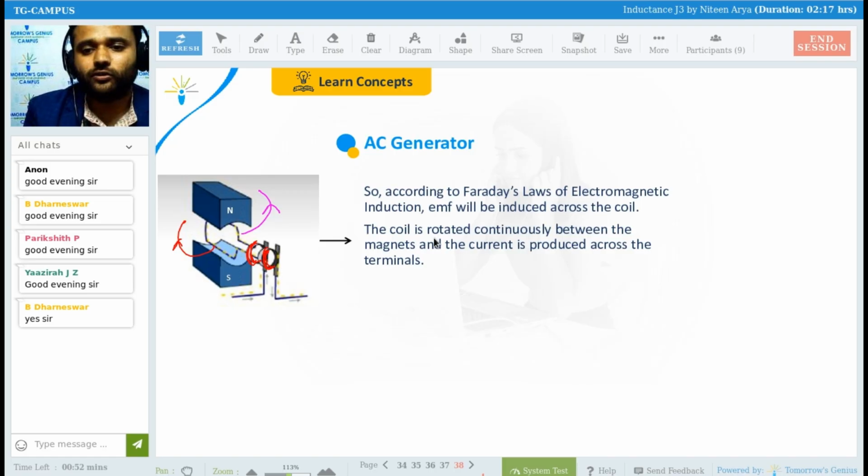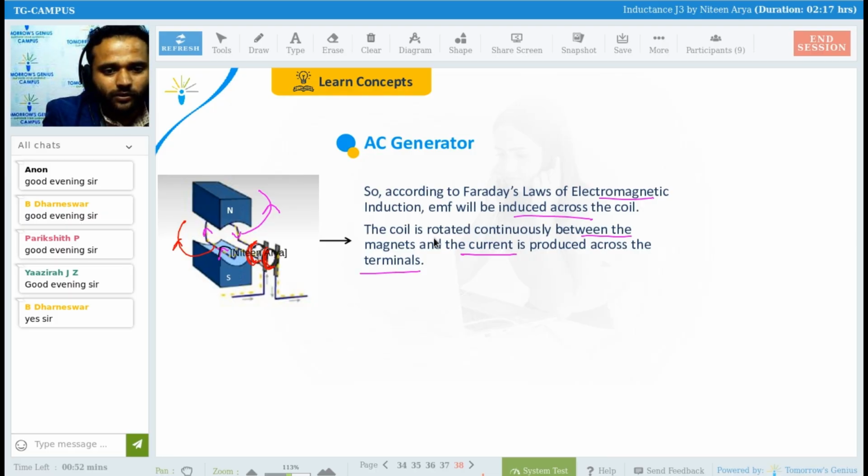According to Faraday's law of electromagnetic induction, EMF will be induced across the coil. The coil is rotated continuously between the magnets, and current is produced across the terminals. Because of the rotation, a current is going to generate in this way. If you pick the clockwise rotation, the current is going in the opposite flow. Why should I pick this particular direction?